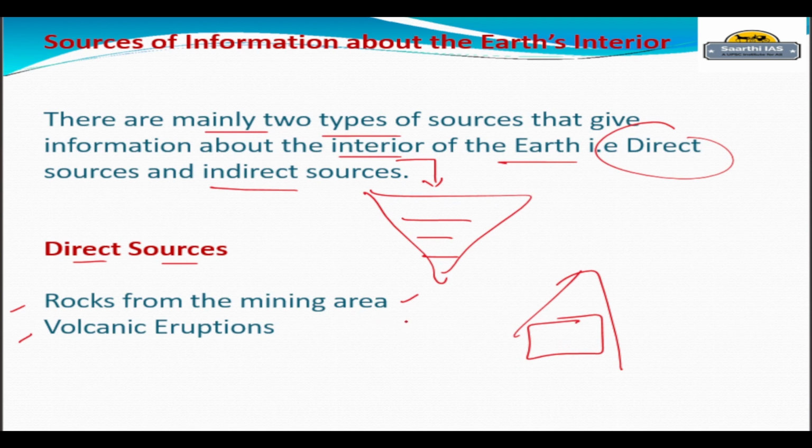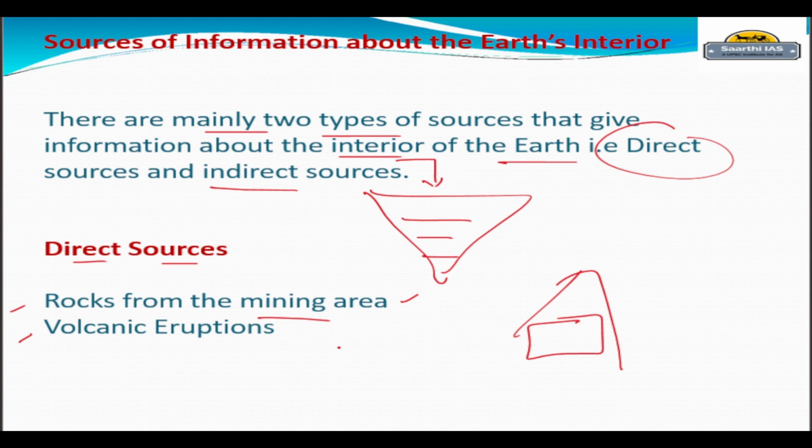So it's also a good direct source: when we mine that area, we get information about the rocks present in that area, and from the rocks we get the mineral composition present in the rock. So these are the direct sources, where we do mining and get information about that. The second is volcanic eruptions.